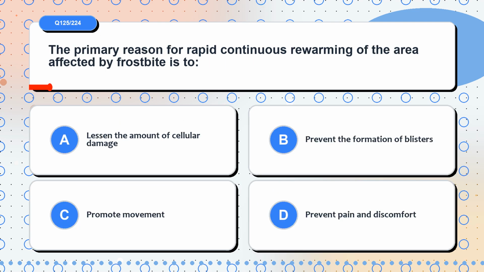Question 125. The primary reason for rapid continuous rewarming of the area affected by frostbite is to. Here are the options. Option A. Lessen the amount of cellular damage. Option B. Prevent the formation of blisters. Option C. Promote movement. Option D. Prevent pain and discomfort.